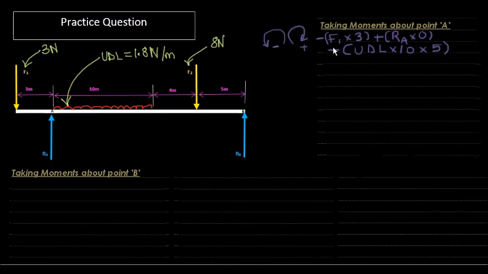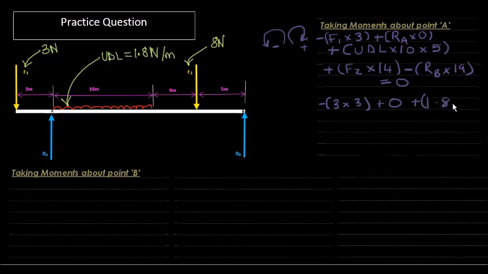When we convert that UDL to a concentrated load, that concentrated load is going to be in the middle of that 10, which is going to be 5 meters from point A. In this example, it's not always 5 from point A, but in this example, it's going to be 5. And then F2 times 14, because that's the distance from point A, and that's going to be a clockwise moment. Any moment with a positive is going to be clockwise, and any moment with a negative is going to be anti-clockwise. You can tell that by putting your finger as a pivot, imagining a ruler, and pushing it down in the direction of that force. If it's going to go clockwise, it's a positive, and if it's going to go anti-clockwise, it's a negative.